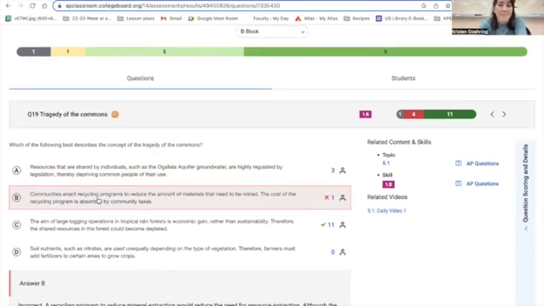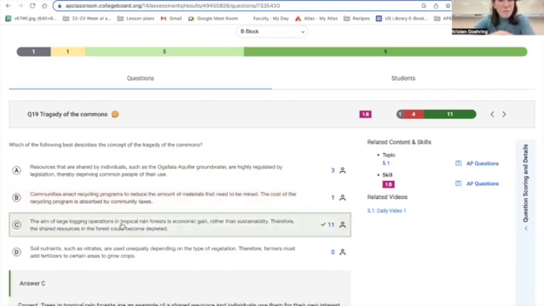This is not a tragedy of the commons. We're not looking at a shared resource being utilized in an unregulated way. Even if people are upset about taxes, that doesn't make it the tragedy of the commons. They may be sad, but it's not the kind of tragedy that we're looking at in this concept. And then the aim of large logging operations is economic gain rather than sustainability.